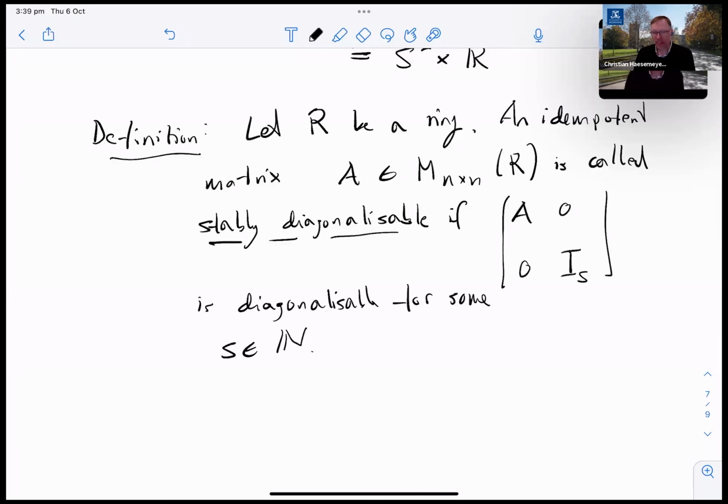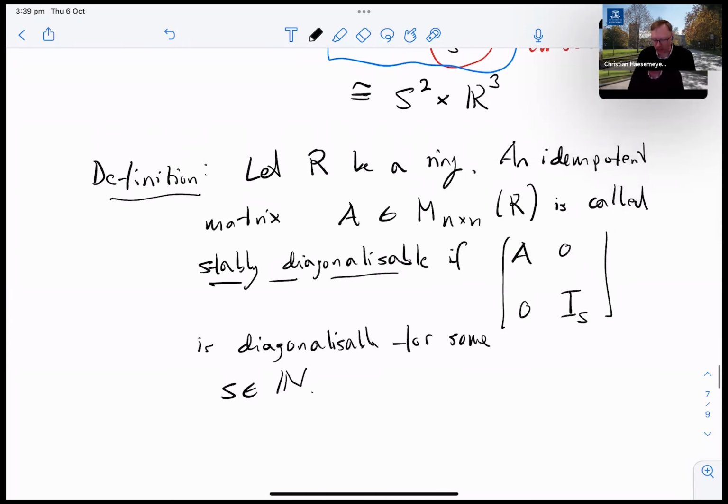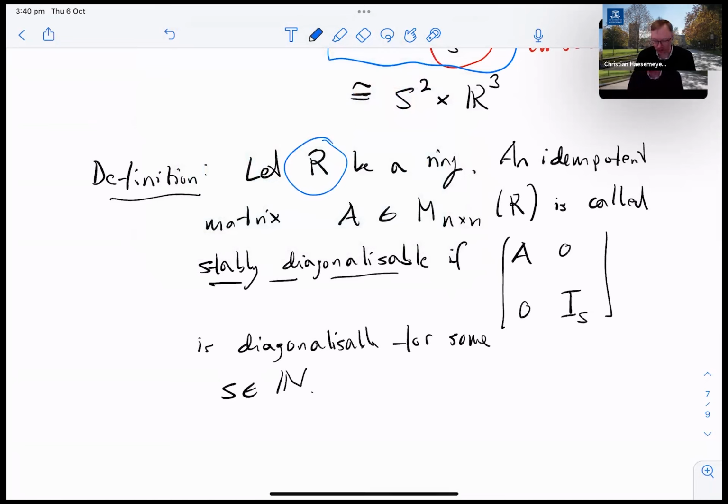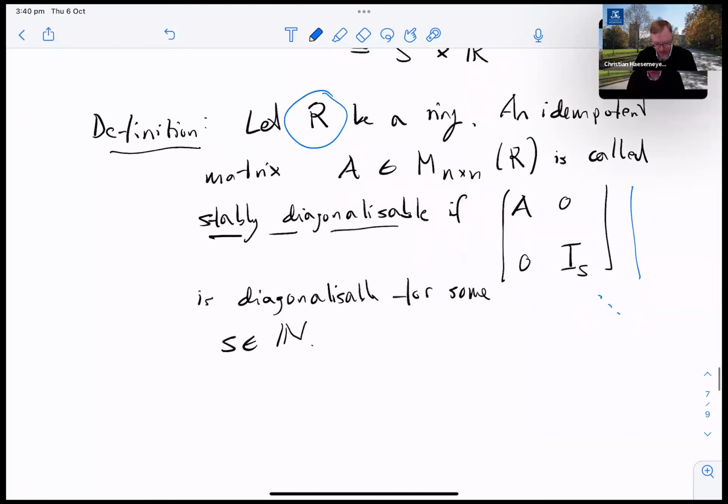And of course, it's very easy to see if you think of how linear algebra works and how it would work even if you did linear algebra over the ring R as opposed to a field. Once one of these matrices is diagonalizable, if you make it even larger by adding more ones in the lower right-hand corner, it stays diagonalizable. So this is a perfectly fine definition.